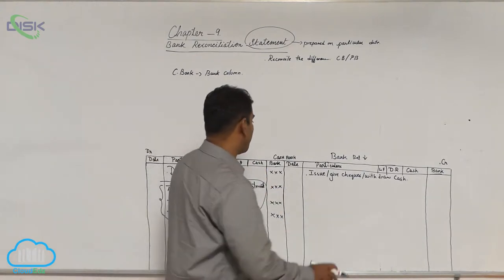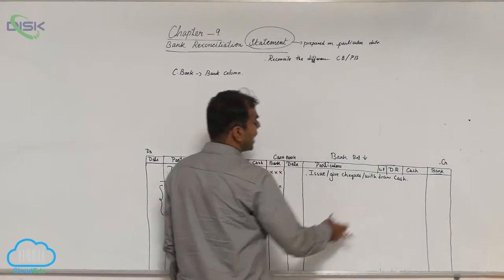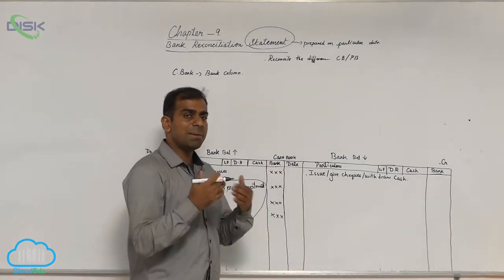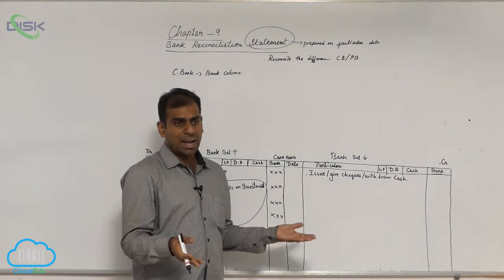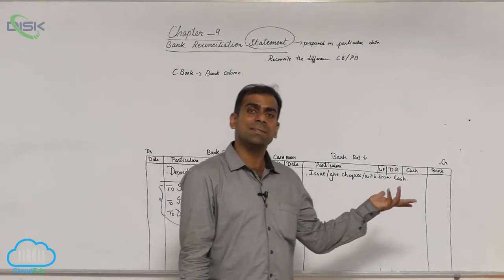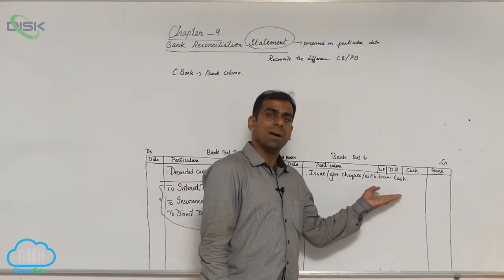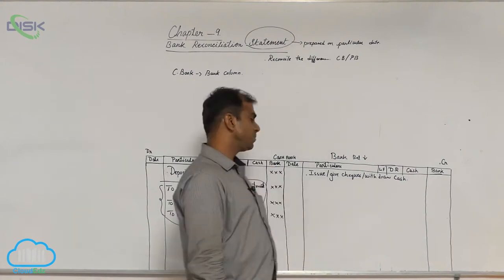Now similarly on the payment side, we said that checks issued or cash drawn, etc. Because I am the one who gives the check, I know that, if not today, tomorrow, my bank balance will come down. As a result, I record it on the credit side of the cash book.